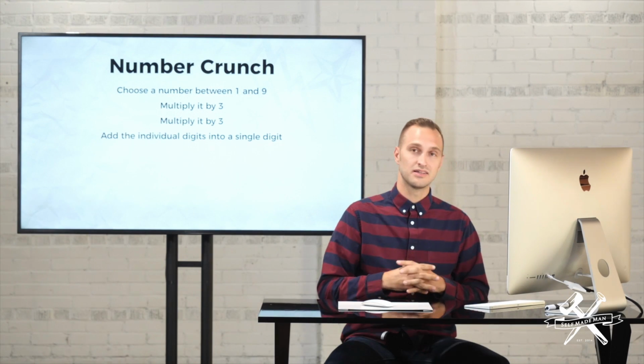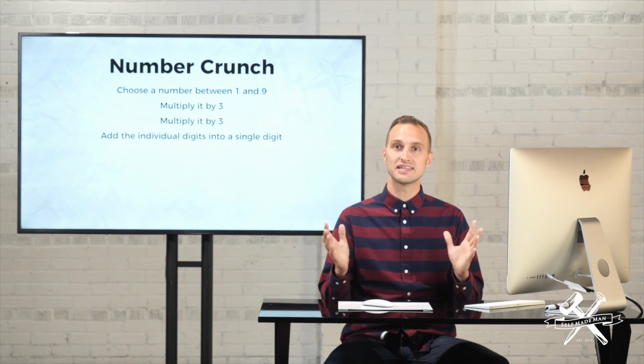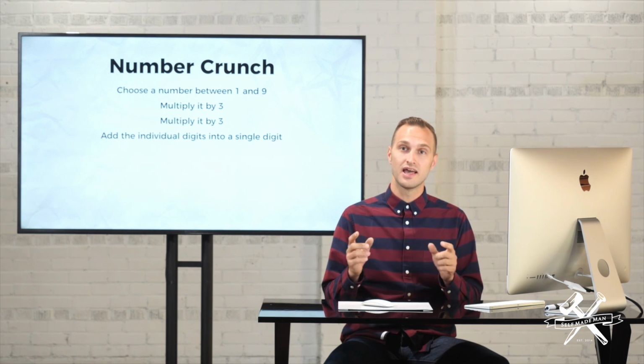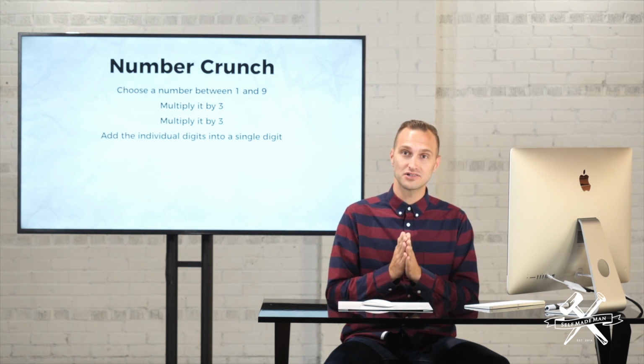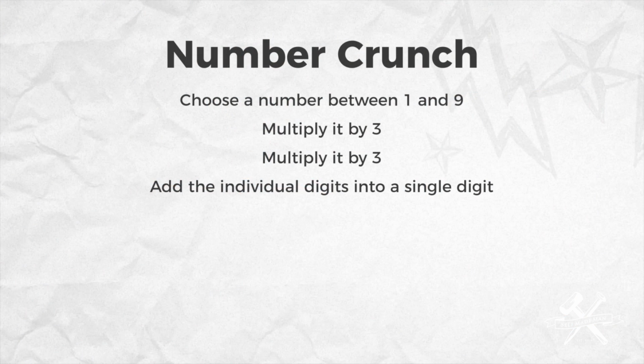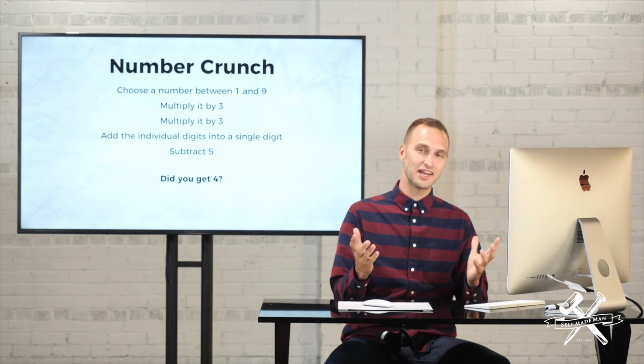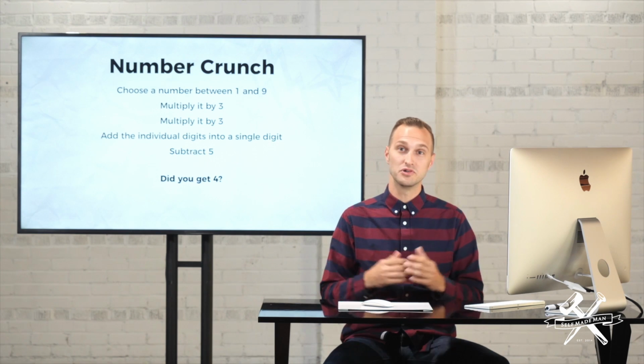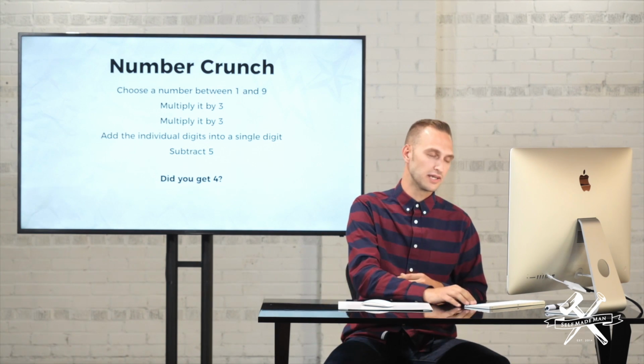From there, if you ended up with 2 digits, like let's say my number was 26, I want you to add those 2 digits together so that you arrive at a single digit. So 2 plus 6 for me would be 8. So go ahead and do that now. And now I want you to subtract 5. And let me ask you, did you get 4? Now, how did I do that? How did I guess your number when you could have started at any number between 1 and 9?